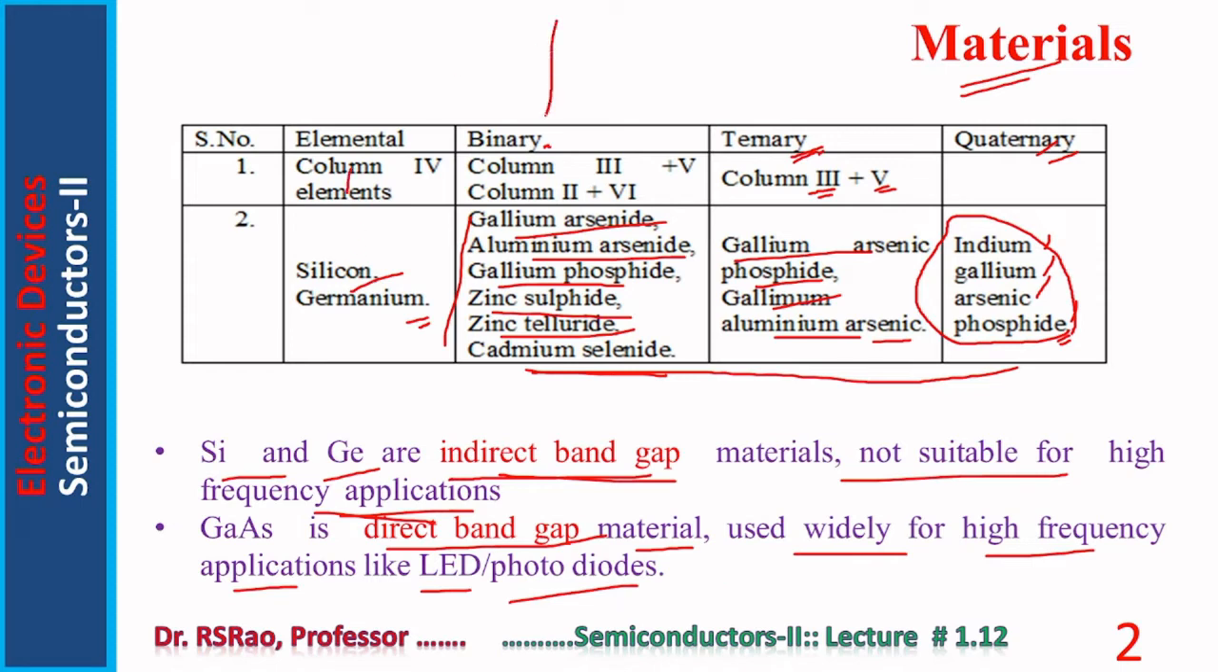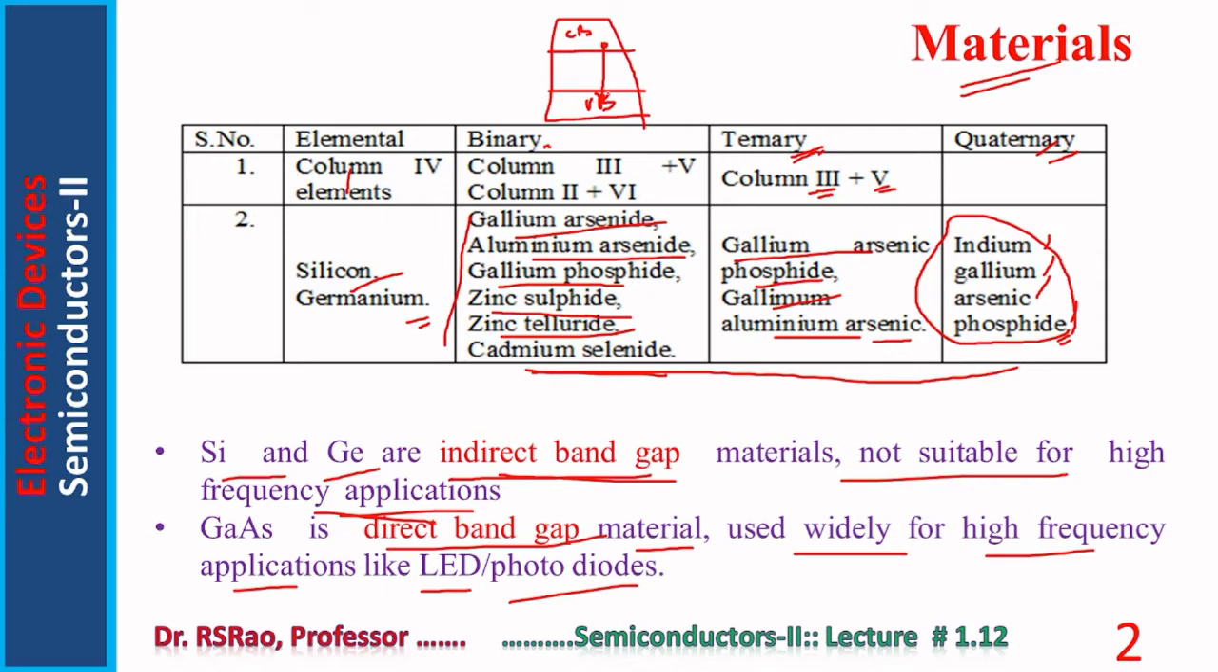Consider the energy band diagram of a semiconductor. At the top is the conduction band, at the bottom is the valence band. When a conduction band electron falls into the valence band, the electron disappears, and a hole also disappears. This process is called recombination.